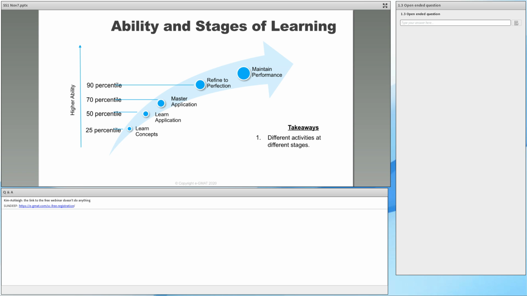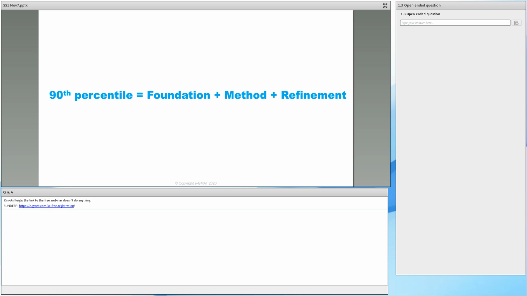Remember, depending on where you are, you need to do different activities at each and every stage of learning. But to get to that 90th percentile, you need to do a few things. To be able to go through these stages of learning, you need to have the right foundation. You need to follow the right method. We talked about the meaning-based approach. Many of you were saying we're following the meaning-based approach, but not following it the right way. You weren't extracting all the aspects out. And then you need to do that refinement over here.